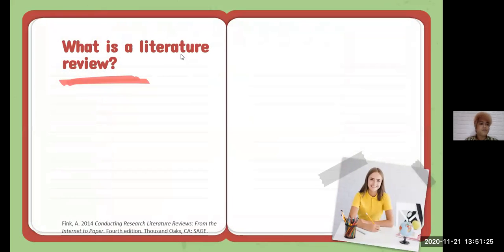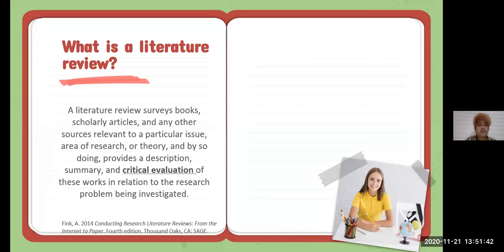So what is a literature review? Many young researchers call this RRL, review of related literature, and some formats say review of related literature and studies. It depends on the format that your school is using. But a literature review basically surveys books, scholarly articles, and any other sources relevant to a particular issue, area of research, or theory. By so doing, it provides a description, summary, and critical evaluation of these works in relation to the research problem being investigated.